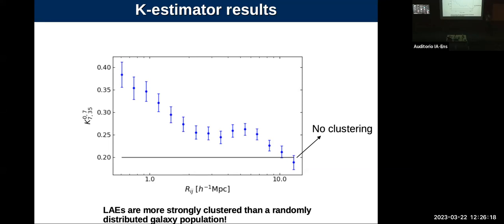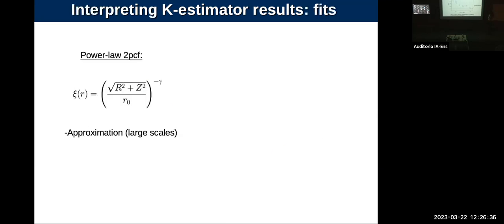Now, if we want to obtain some kind of mathematical information for the clustering strength, for example, only a signal doesn't tell us much apart from this. So we need to model, or fit, this clustering signal to obtain the clustering information in a mathematical way. The easiest way of doing this, which is only an approximation, as I write here, which seems to be working at larger scales, is assuming that your clustering, or your correlation function, follows a power law.